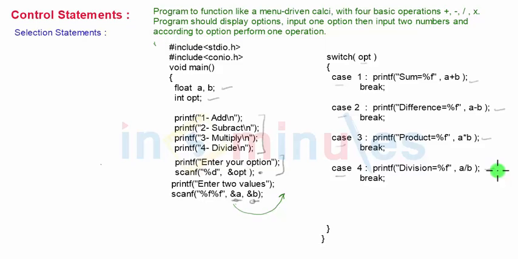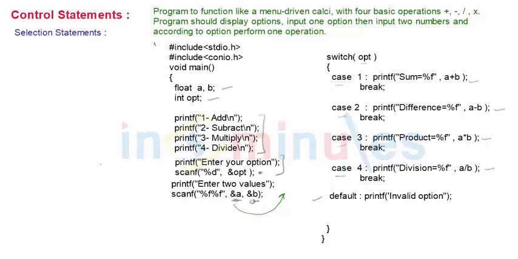Now if the option is none of these, that is, if it is not 1, 2, 3 or 4, then we can display one more kind of output. We can use the default statement to display printf invalid option. That is, this will work if the option is not 1, 2, 3 or 4. Now, how is the overall program going to work?